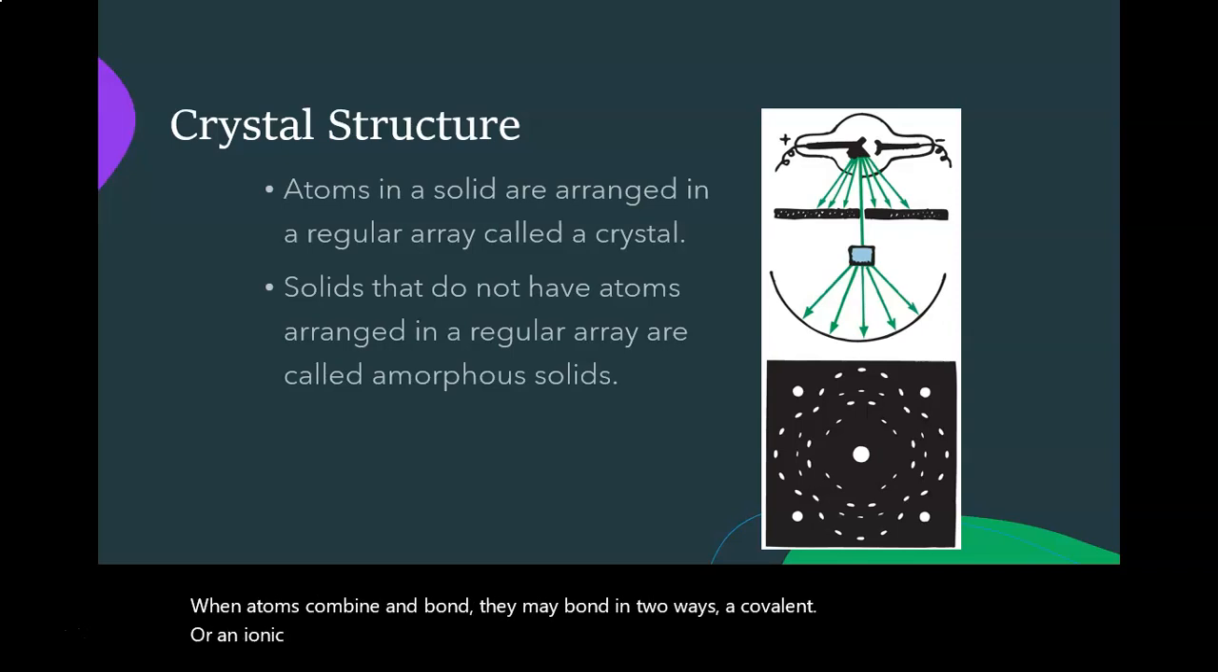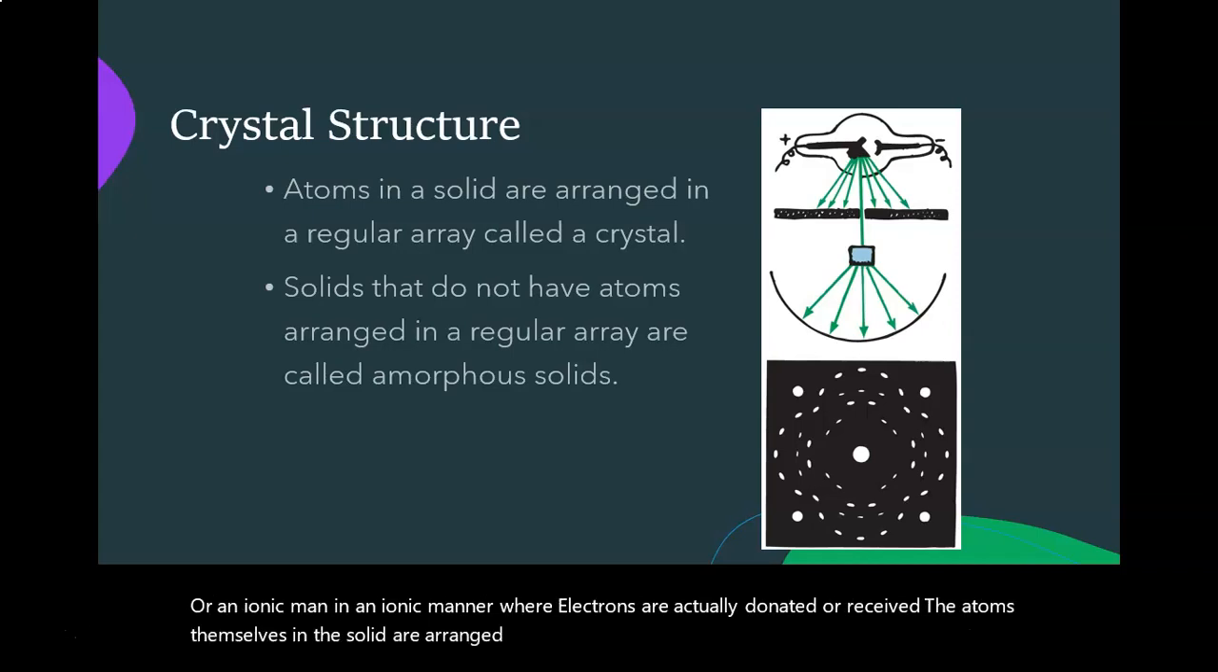In an ionic manner, where electrons are actually donated or received, the atoms themselves in the solid are arranged in a regular array, which is known as a crystal. If there's not a regular array, this is called an amorphous solid.